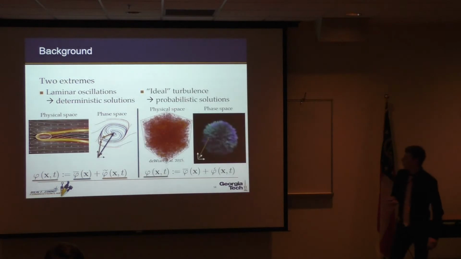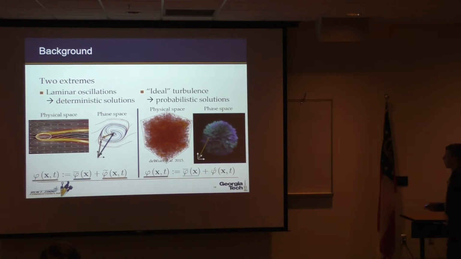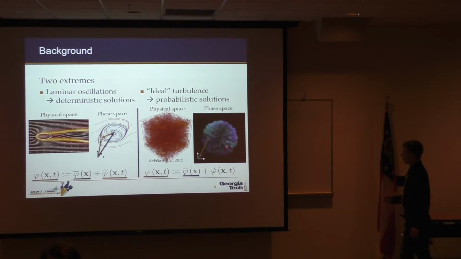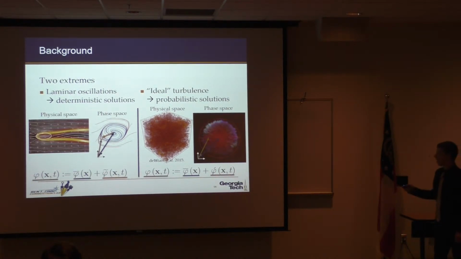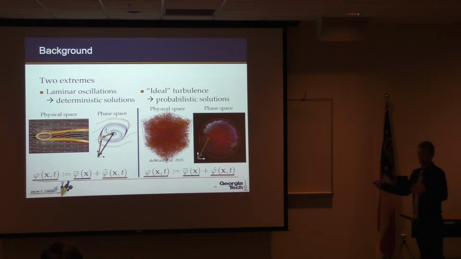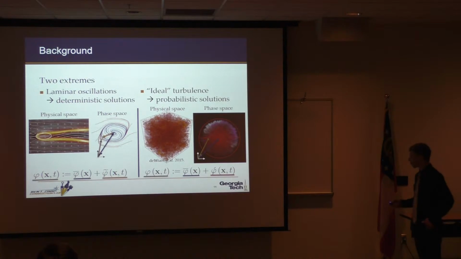And then we can go to another extreme where we have whatever you want to call ideal turbulence, where we just have a probabilistic solution where there is absolutely no coherent structures, and we just kind of get a mean part of phase space, which is kind of just in the center of some kind of hairy ball like this, and then a probability distribution of where we might expect to find ourselves in phase space about that mean solution.